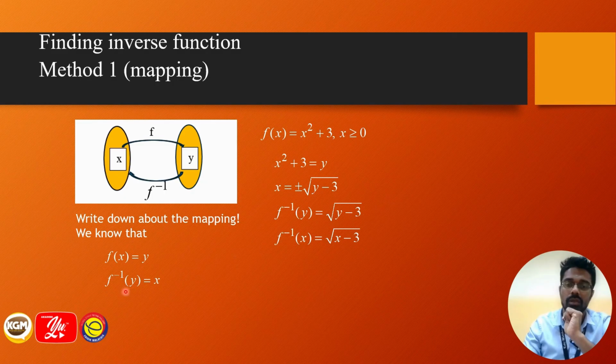Then use the second piece of information. This y you can simply replace: wherever I put 1, here's 1; put 2, here's 2; put 3, here's 3; put x, here's x. Hence I get the inverse function. So this is using the mapping method, nice and easy.